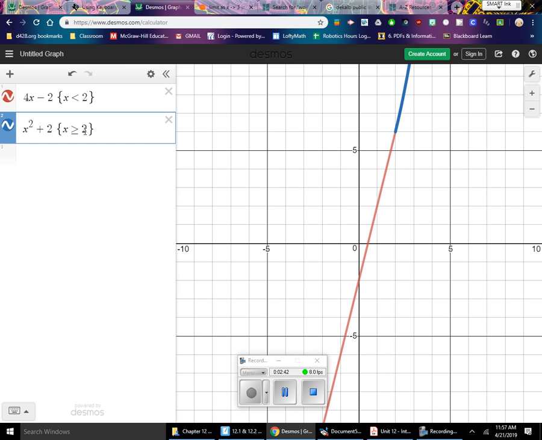This is another one where you don't really need to go through all the work of the table, because you can see right there 2, 6. If we're a little bit to the right of 2, it's approaching 6. If we're a little bit to the left of 2, got to select my other one now. A little bit to the left of 2, we are also approaching 6. So we don't need to go through all the work of that.